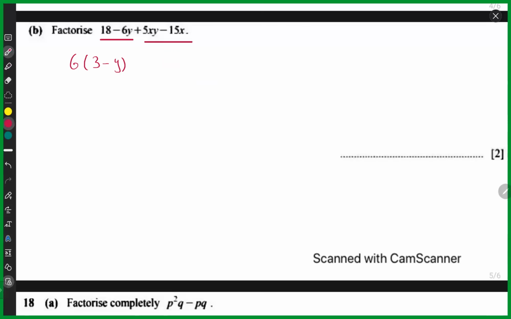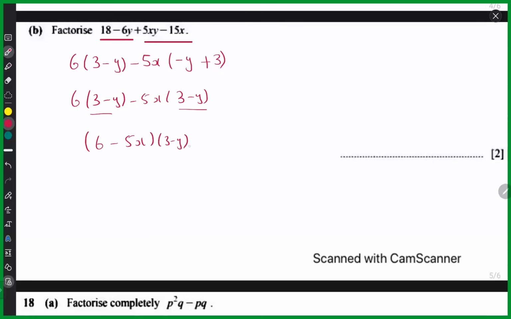Now I am going to take minus 5x common. When I will take minus 5x common, I would have to write down minus y plus 3 here. And now I can rewrite it as 6 into 3 minus y minus 5x into 3 minus y, and now the two brackets are same. So this strategy was important and this gives me 6 minus 5x and 3 minus y. So this is going to be the answer.